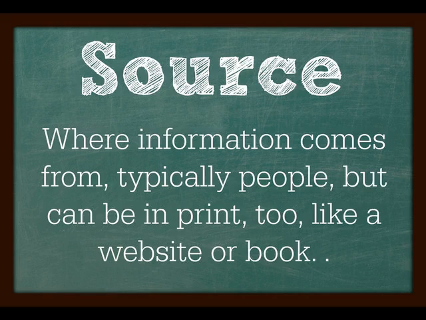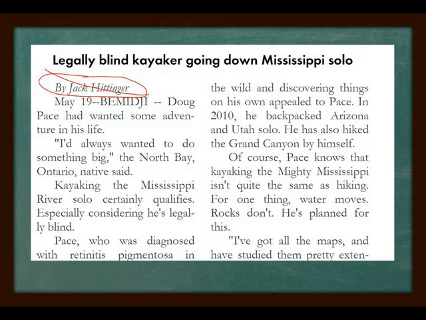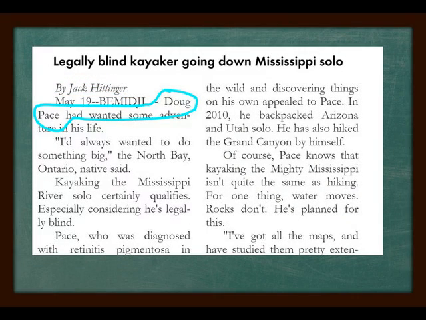To get information for your interviews, we always pull from sources. Now, in language arts, your sources are typically books and things in print, which ours can be too. But since we are the ones putting things into print, we get our information from people. But we can also pull information from websites and books as well. For example, in the kayaker story, a lot of people often circle by Jack Hittinger as the source. That is not the source. That's the author of the story. The source of the story was Doug Pace. He's the one we got information from. Jack interviewed Doug, and Doug is the source of the story we told.